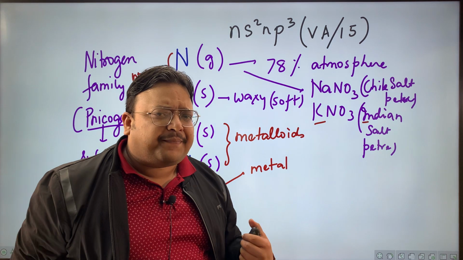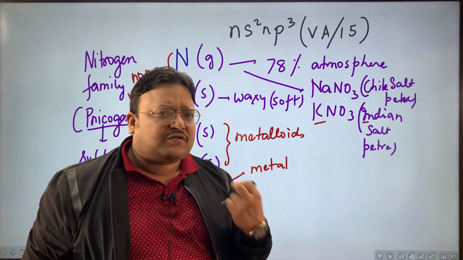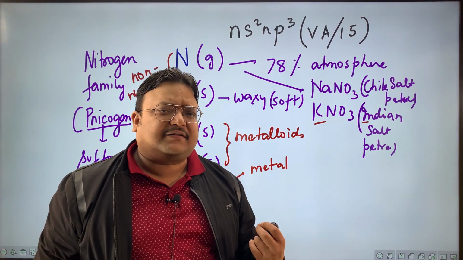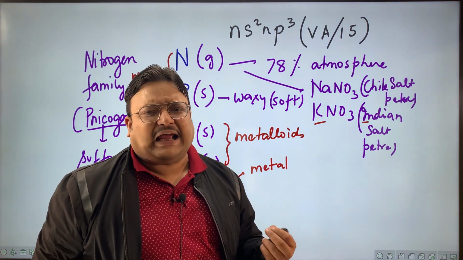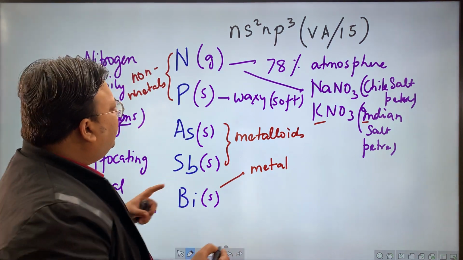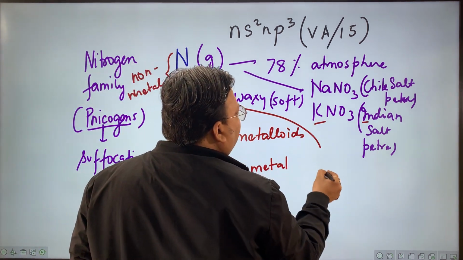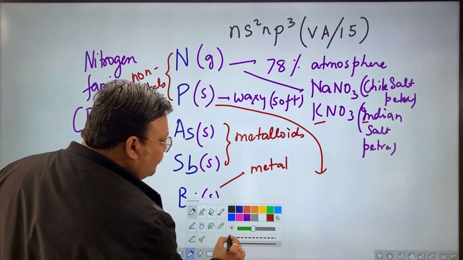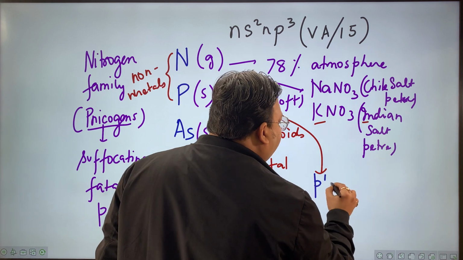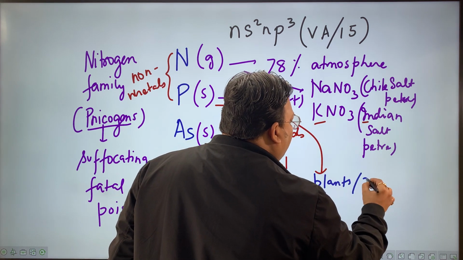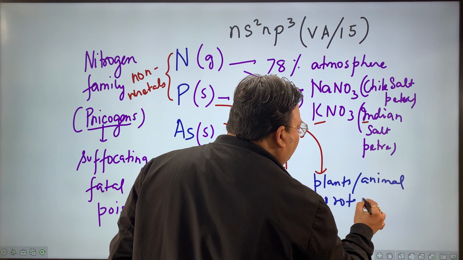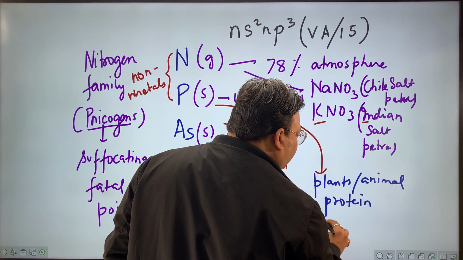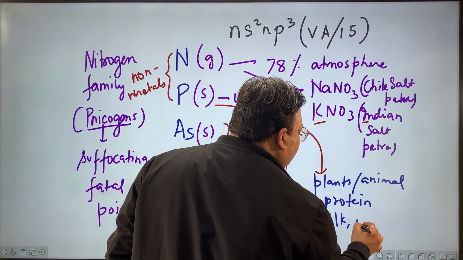Phosphorus, bio people would know. The source could be living organisms. It's present as phosphoproteins in milk, egg, bones. So this will have its origin in plants and animals, proteins, you know, they're in milk, egg, bone, etc.